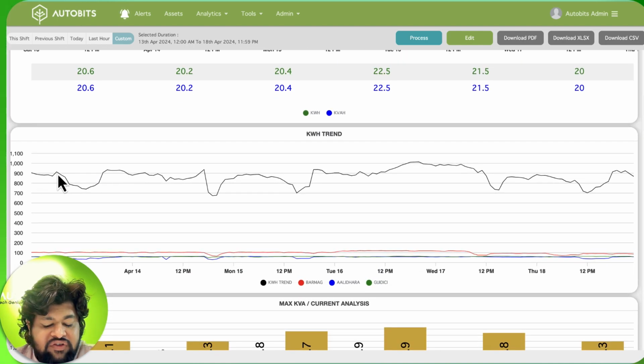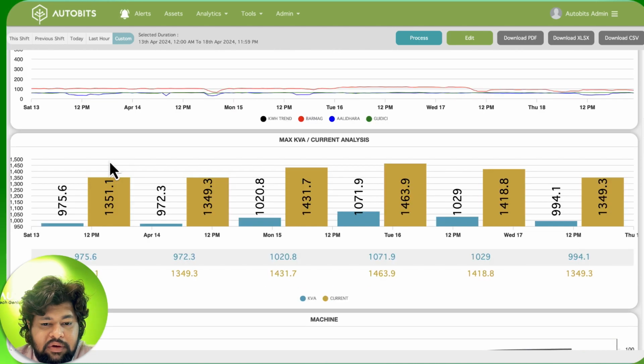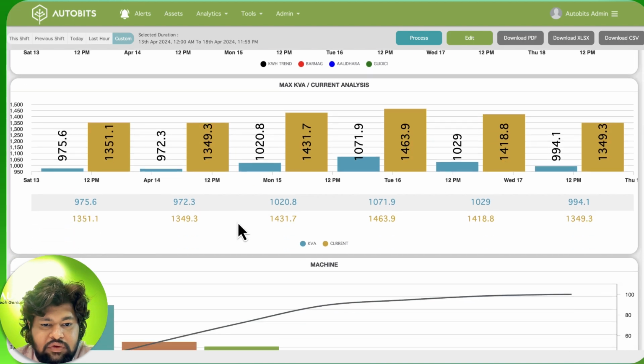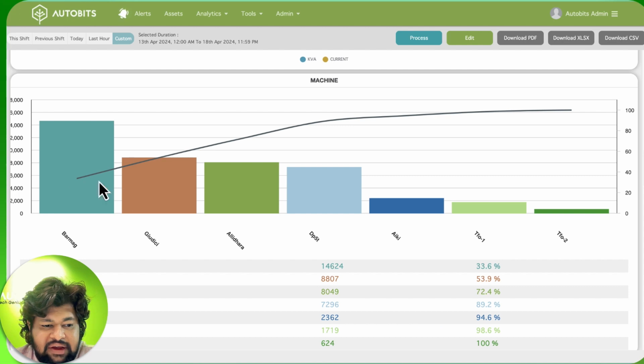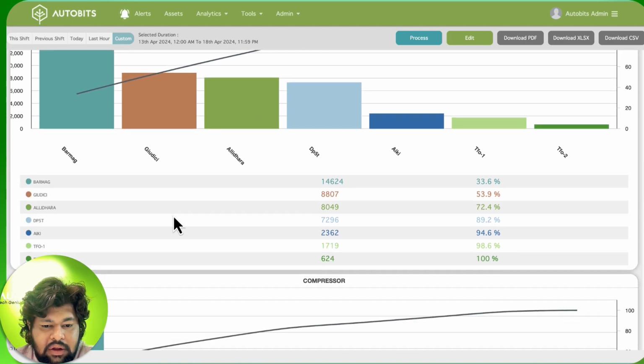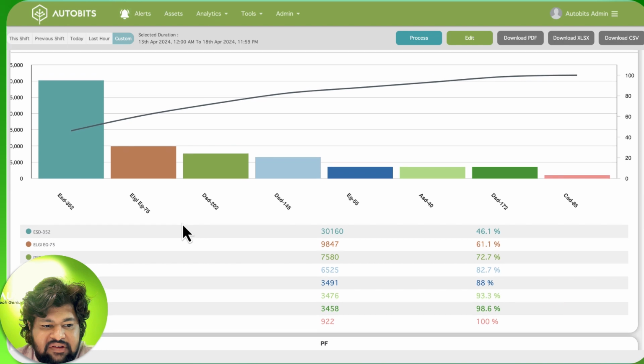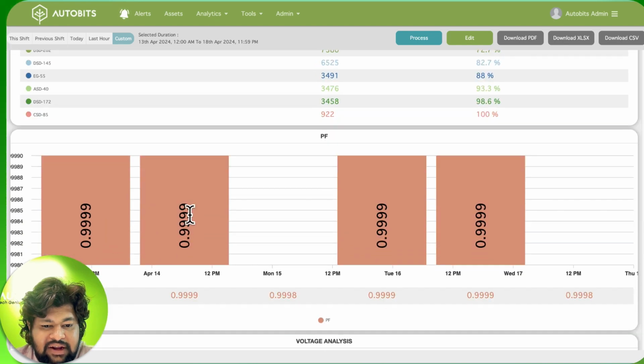Then this is a kWh trend of all the machines, how they have been performing. So we see small dips over here and here, otherwise it has been performing well. The maximum current and the kVA we are seeing, we can see if there is a huge increase or any anomaly. So we see that the data is normal over here. Then machine wise what is happening, and compressor wise what is happening, we are seeing. And the daily PF also we are able to see that it's pretty much good.